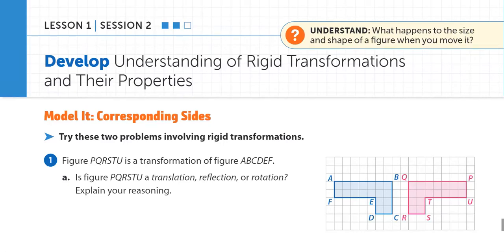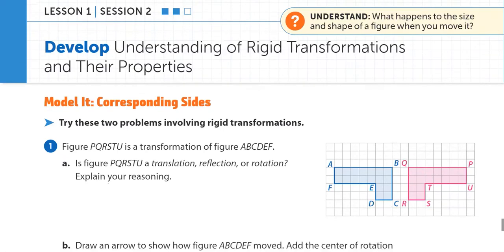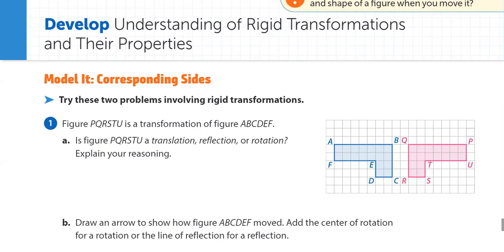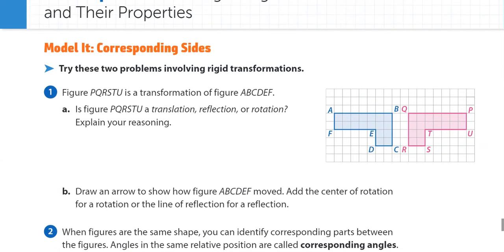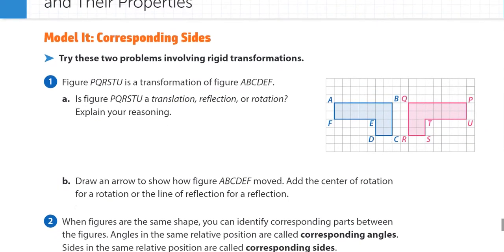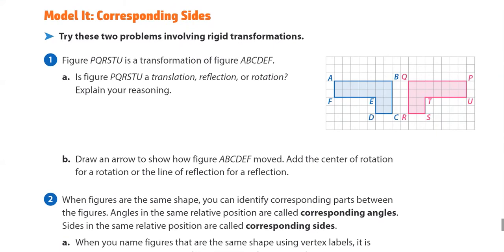Alright, session 2 of lesson 1. So this is Tuesday. Now we're developing our understanding a little bit more. Yesterday we were exploring. Today we're developing our understanding of rigid transformations and the properties of them. So remember, we're moving the figures to new locations. We are changing their orientations by either rotating them or reflecting them, but we are not changing their size yet.